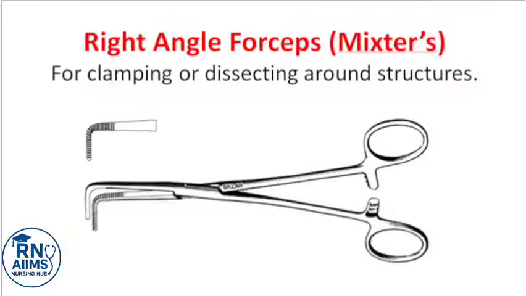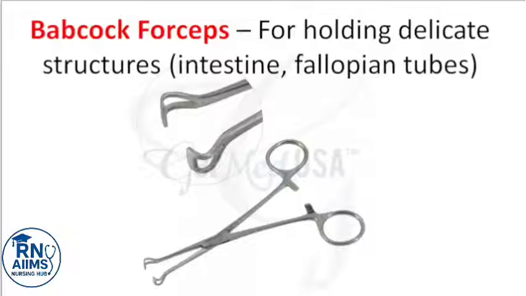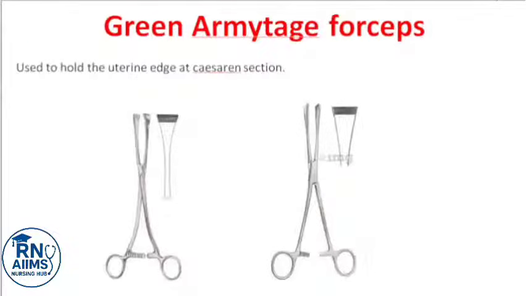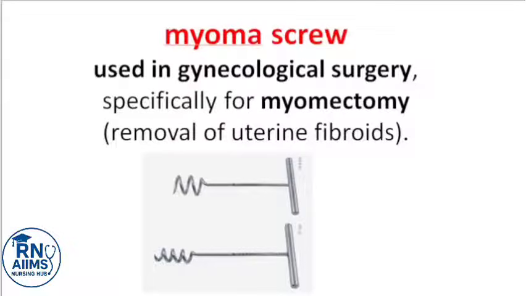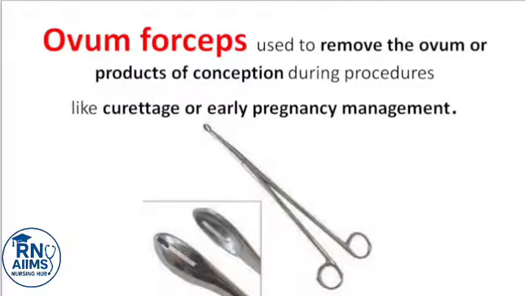Right angle forceps, for clamping or dissecting around structures. Babcock forceps, for holding delicate structures like intestine and fallopian tubes. Green Armytage forceps, used to hold the uterine edge at cesarean section. Myoma screw, used in gynecological surgeries, specifically in myomectomy, removal of uterine fibroids. Ovum forceps, used to remove the ovum or products of conception during procedures like curettage or early pregnancy management.